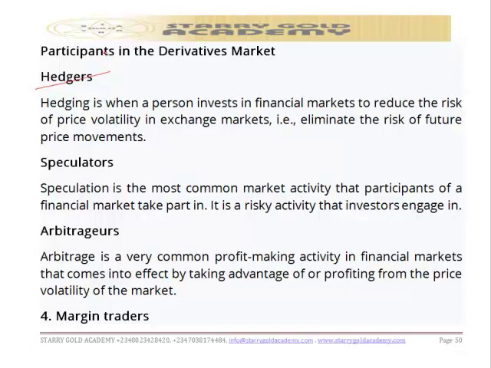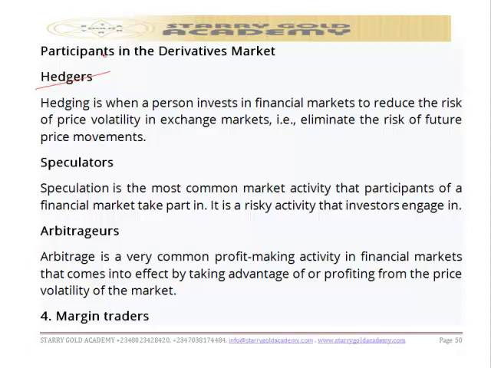So when we are talking of hedger, hedging is when a person invests in financial market to reduce the risk of price volatility in exchange market. That is, to eliminate the risk of future price movement. And derivatives are the most popular instruments in the sphere of hedging. It is because derivatives are effective hedges in correspondence with their respective underlying assets. That is one. We have hedger as one of the participants.